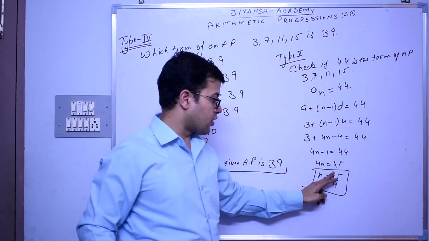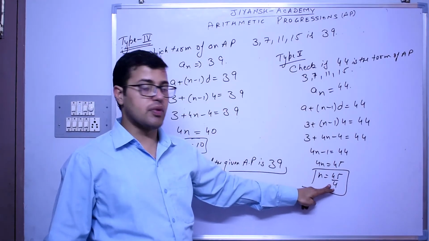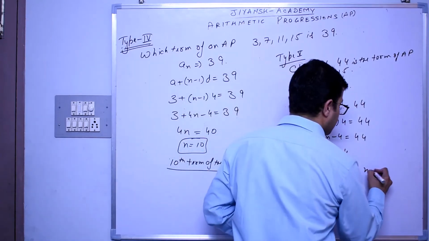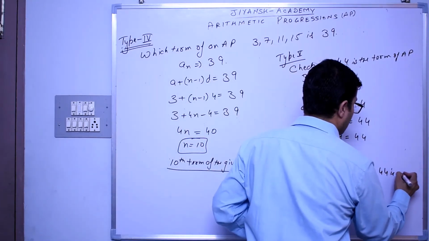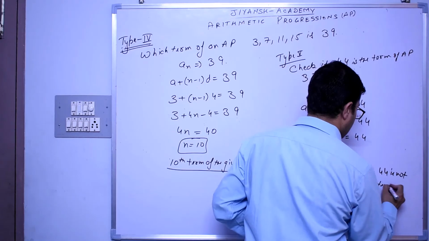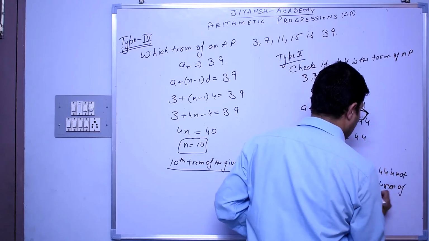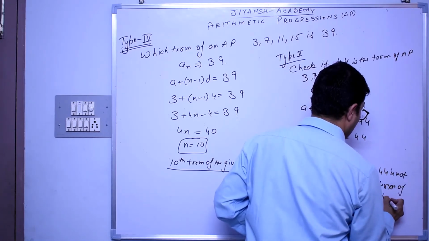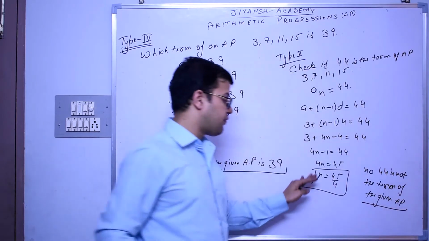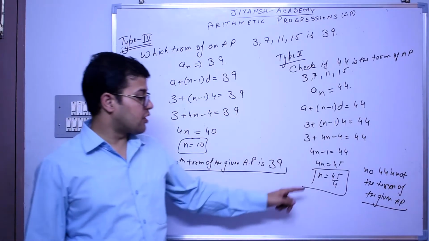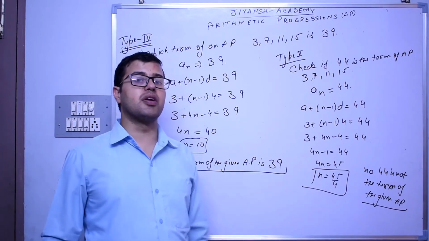Now since 45 by 4 will not yield a whole number, we will say that no, 44 is not a term of the given AP. So if this number has to be a whole number, only if it comes out to be a whole number will it be a term of an AP.